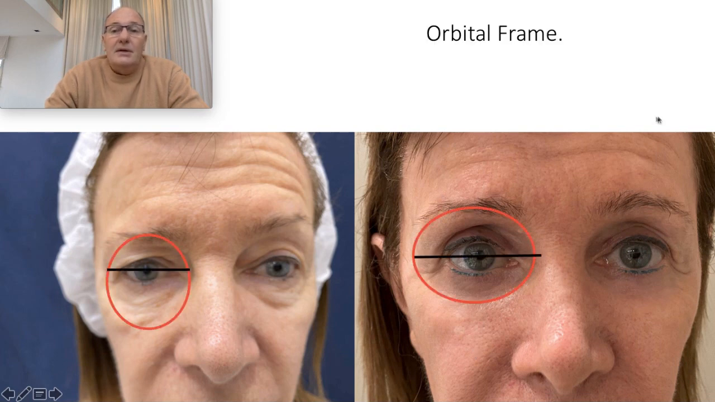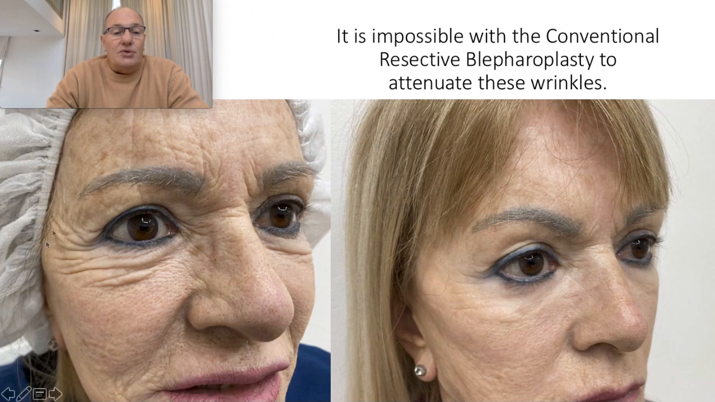And it's important to add volume to the cheek area and reposition the eyebrow. I also developed a new technique, a minimal invasive procedure, to reposition the forehead and the eyebrow. And this is the result. Getting this, the orbital frame is very important: repositioning the eyebrow, filling the cheek area, and this is the result. You can see it is impossible to rejuvenate all this area by removing a thin strip.